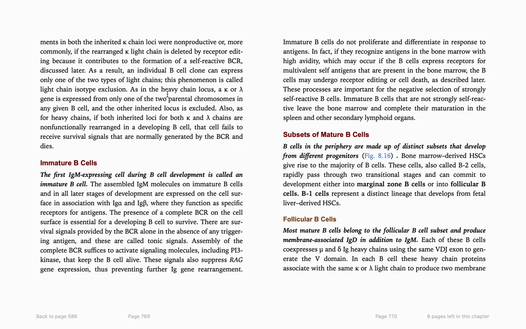As in the heavy chain locus, a kappa or lambda gene is expressed from only one of the two parental chromosomes in any given B cell, and the other inherited locus is excluded. Also, as for heavy chain, if both inherited loci for both kappa and lambda chain are non-functional, the developing B cell fails to receive survival signals that are normally generated by the B cell receptor and dies.